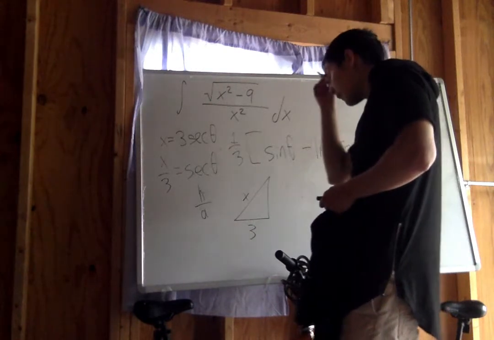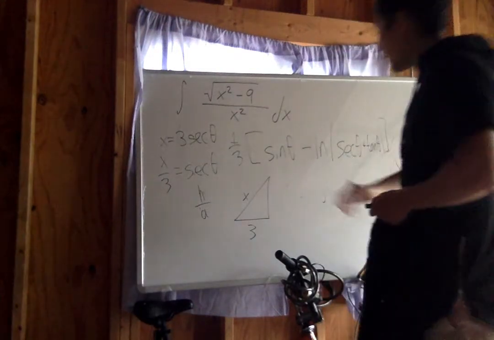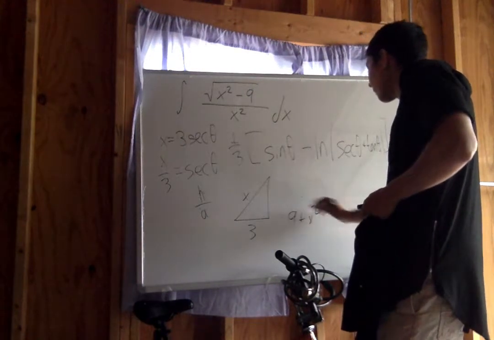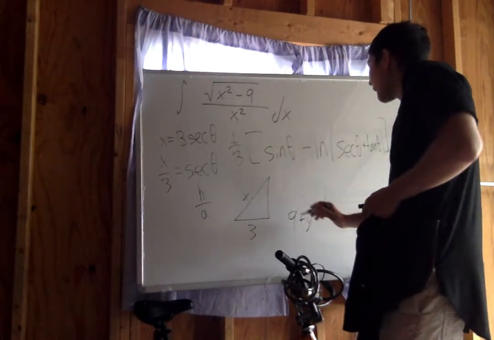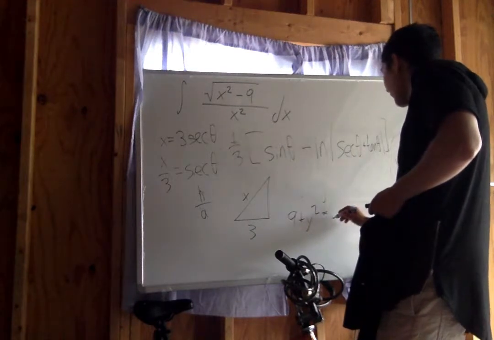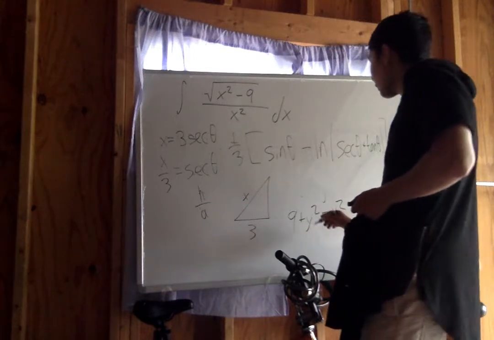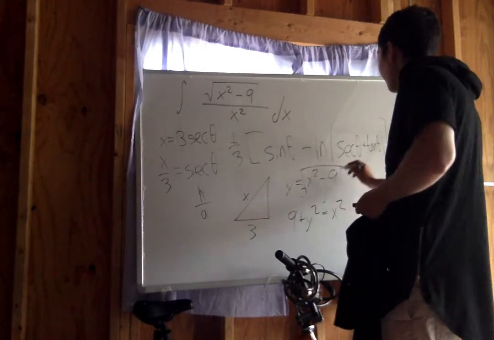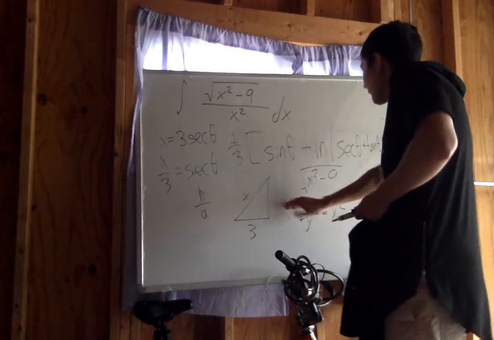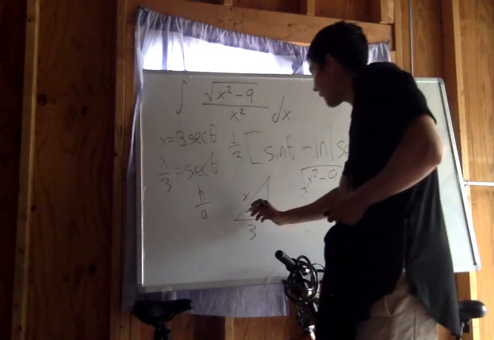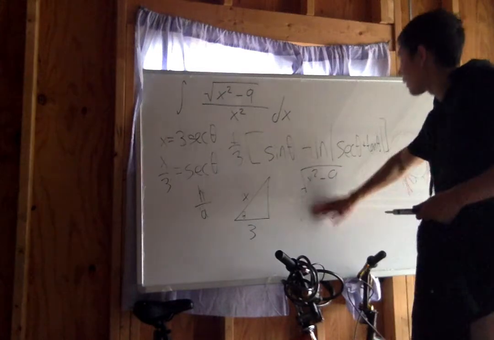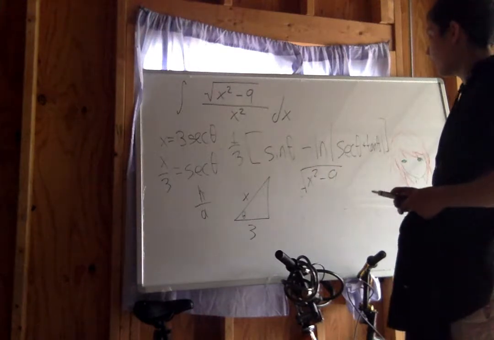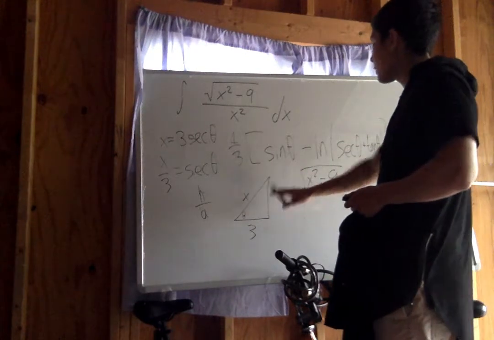This means, by the Pythagorean theorem, that you have to do 9 plus something squared equals, maybe not use x, use y, equals x squared. So we want to solve for y. So y equals x squared minus 9 square rooted. So that's what this equals. It's the opposite side of theta. Okay, now we could just plug this back in. Now we have all the sides, so now we just take what we need.